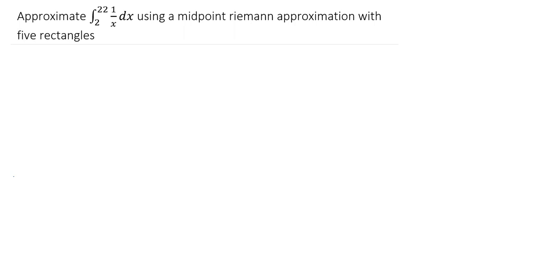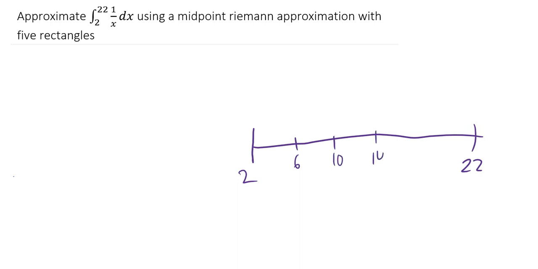One more, and then there will be one more after that. So 2 more. This second to last one, I'm doing the area under the graph of 1 over x between 2 and 22, and I'm breaking it up into 5 rectangles. From 2 to 22 is 20 units, breaking that into 5 pieces. Each one has to be 4 wide, so I go from 2 to 6, 6 to 10, 10 to 14, 14 to 18, and 18 to 22.